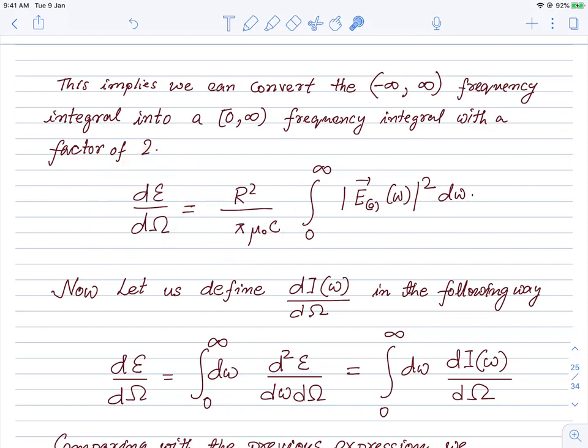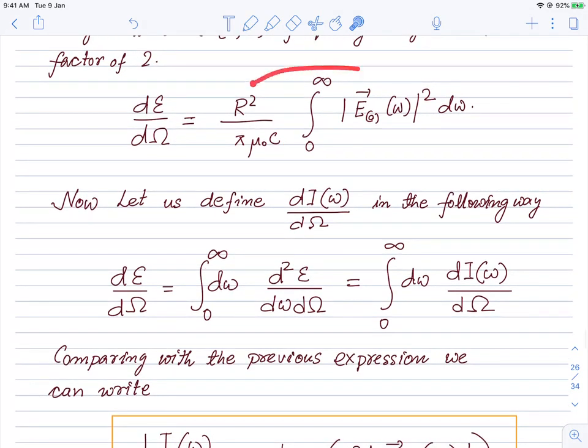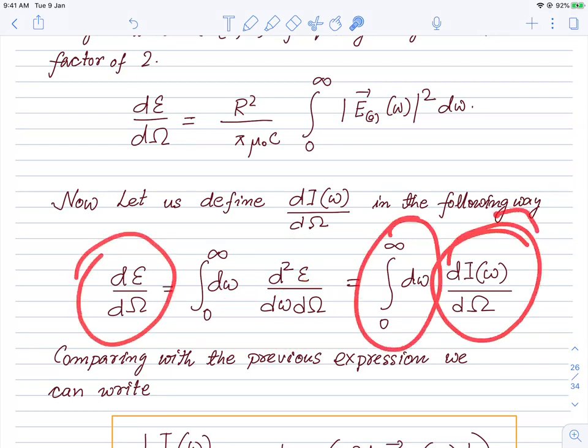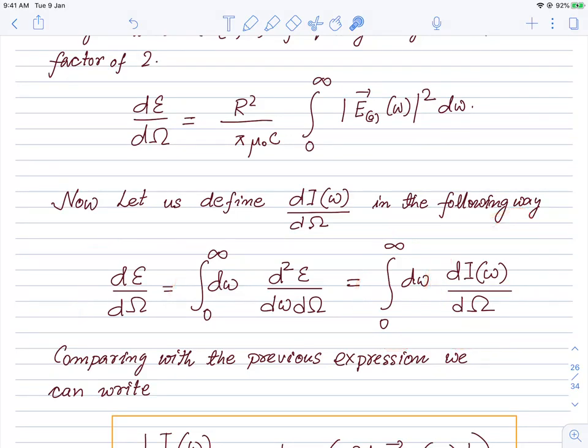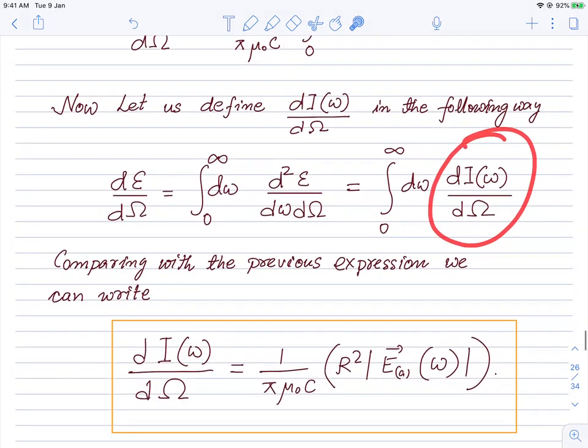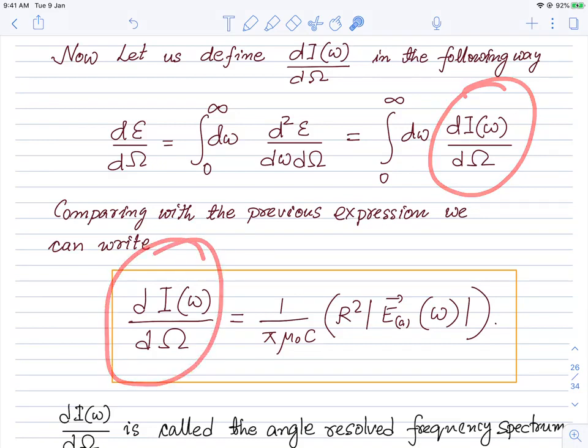This is the total energy going through a solid angle d omega, and now we can say that this total energy is given by some frequency integral of this object, d squared I over d omega d omega. Or in other words, I can treat this as a d omega integral of some quantity, which I'm defining. So I'm basically taking this inside the integral, and whatever I have, I'm defining as dI d omega.